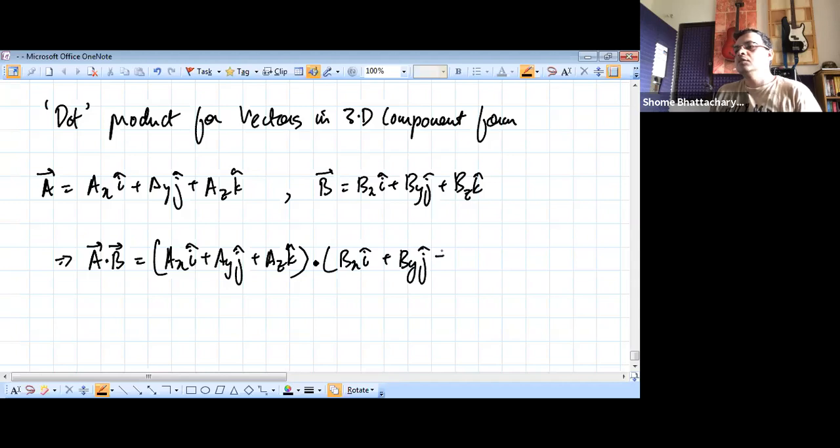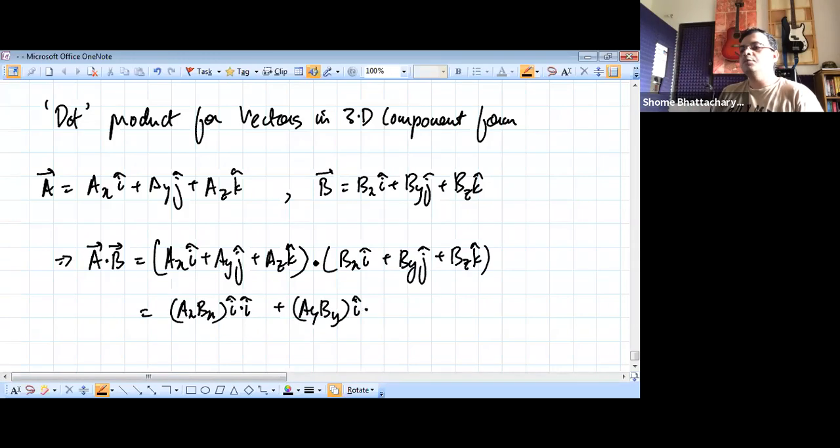9 terms. But out of those 9 terms, you will also realize that 6 of them will be equal to 0. Because i dot j is 0, i dot k is 0, j dot i is 0, j dot k is 0, k dot i is 0, and k dot j is 0. So when you open this, out of the 9 terms you will get, 6 of them will be 0. So this will be ax bx i cap dot i cap plus ax by i cap dot j cap. So this term becomes 0, this goes away.